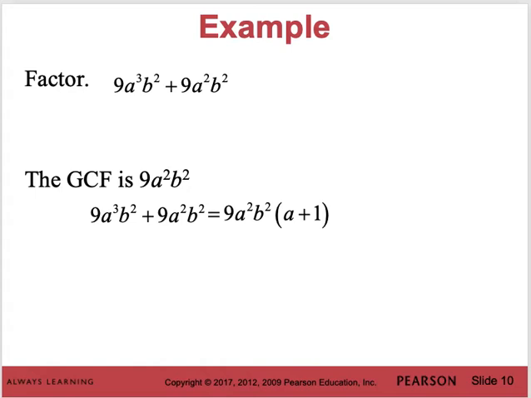So this one's a lot easier, right? Both numbers are the same, so the greatest common factor is that 9. They both have an a and a b, so we would just take out the number exponent that is the highest that they both have, a squared and b squared.